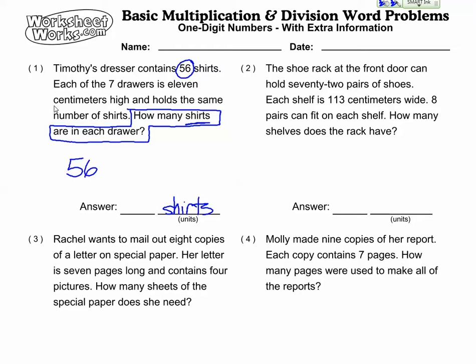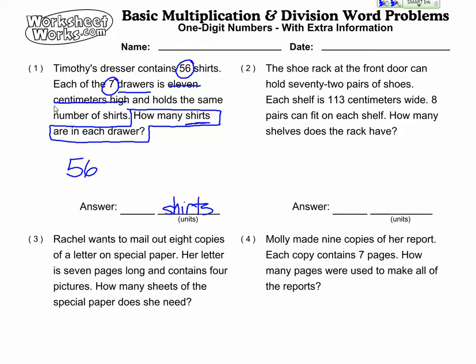Each of the 7 drawers, okay, so there's 7 drawers here. Again, going back to that question, how many shirts are in each drawer? So this 7 must be important because, again, we're talking about drawers, and that pertains to our question. Each of the 7 drawers is 11 centimeters high. Panthers, do you think we need to know how high the drawer is? I don't think so. Not necessary.